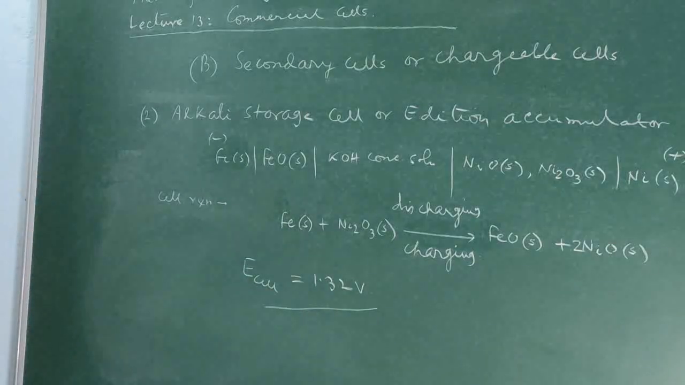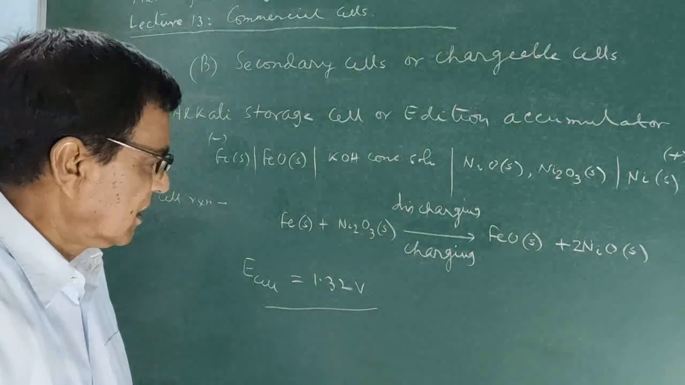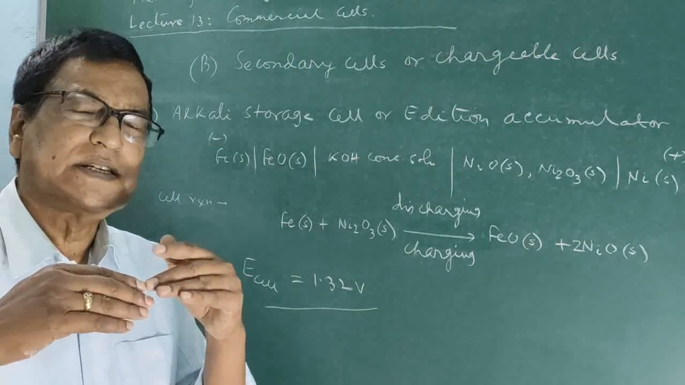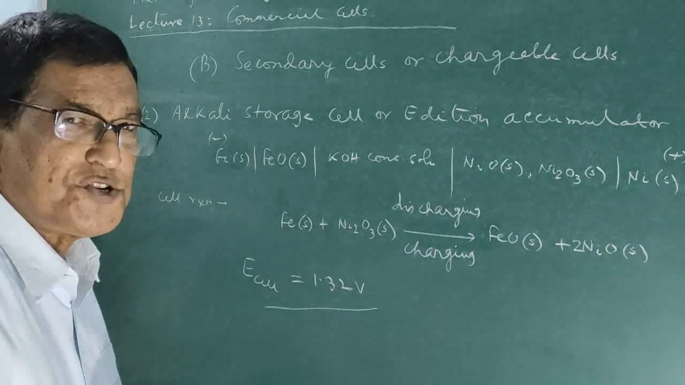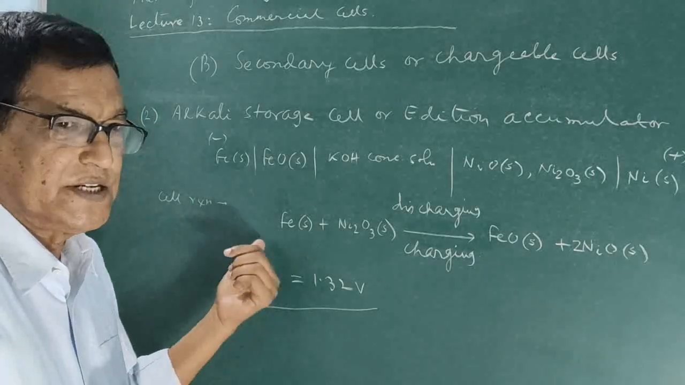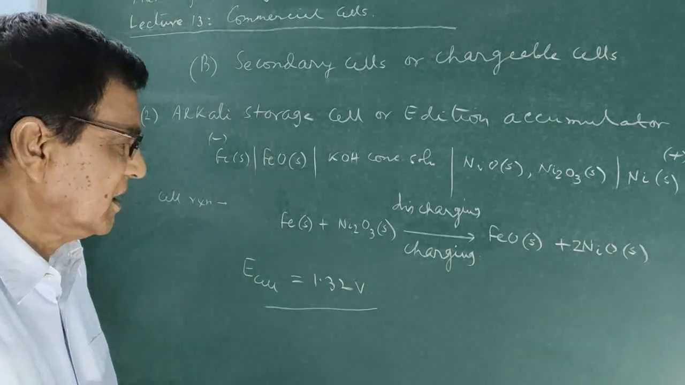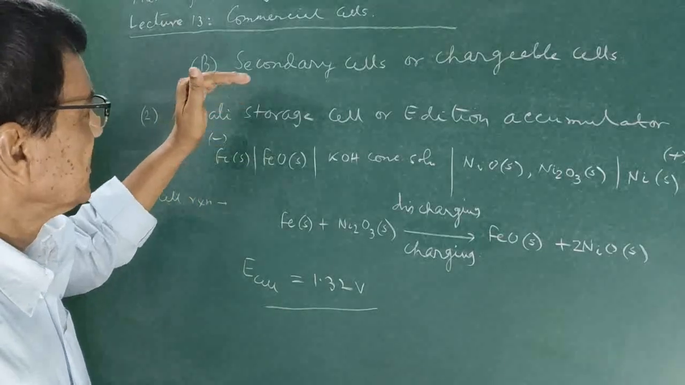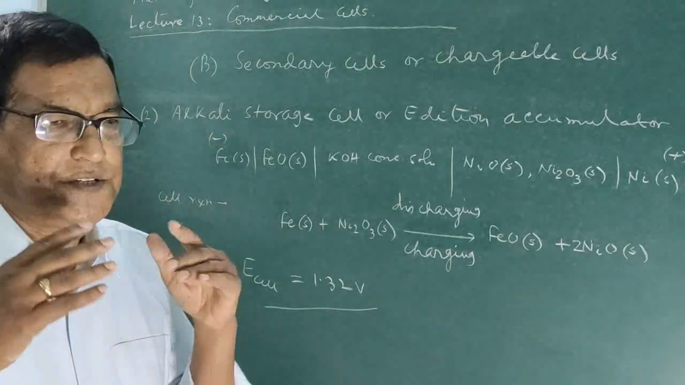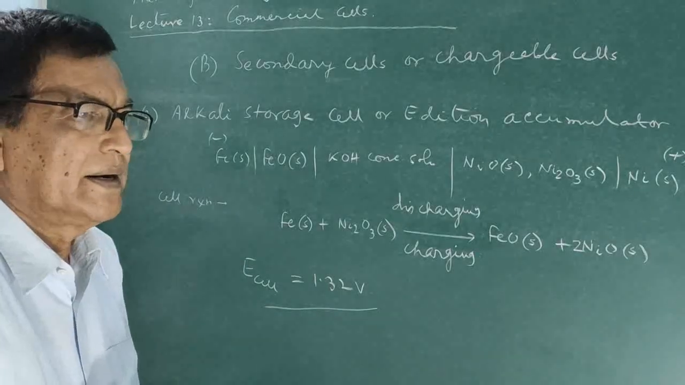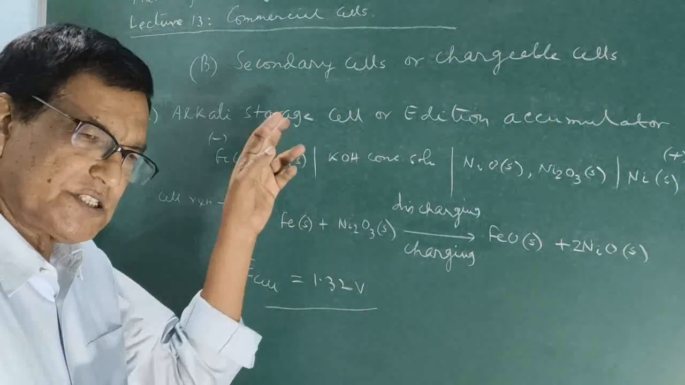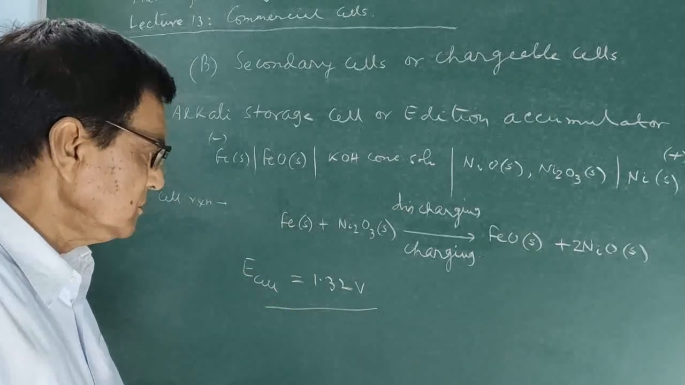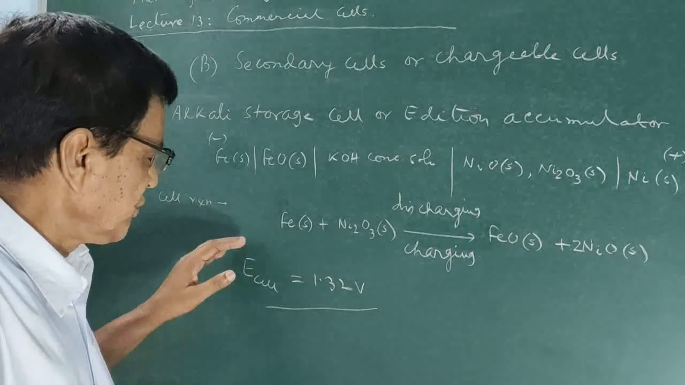This is the main problem: to reach a certain potential, a large number of cells are required. The acid storage cell will be a little cheaper, and the potential of acid storage cells is also high.